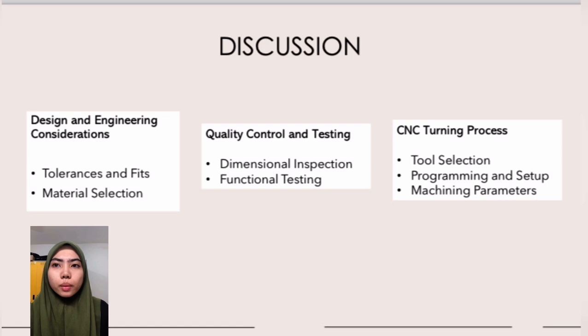Quality control and testing. Dimensional inspection. Components were inspected with micrometers and calipers to ensure that they meet the specified tolerance. This step was crucial to verify the fit and functionality of the fire piston. Functional testing. The assembled fire piston was tested for its ability to generate an ember. This involved multiple trials to ensure reliability and consistency in performance.